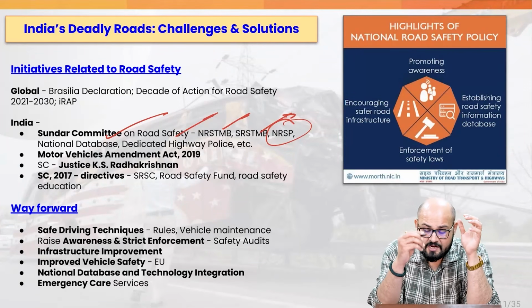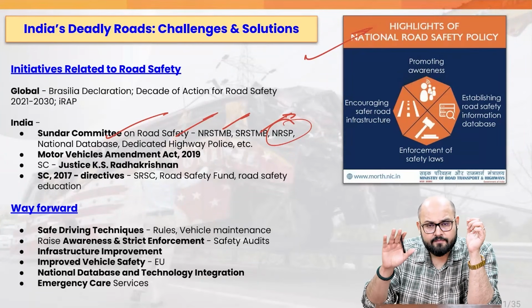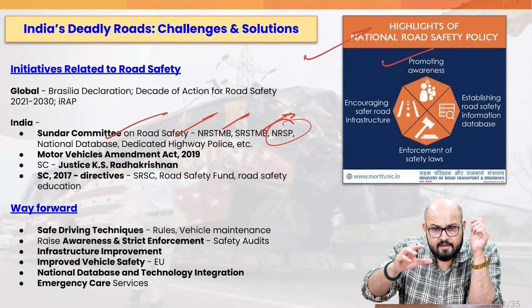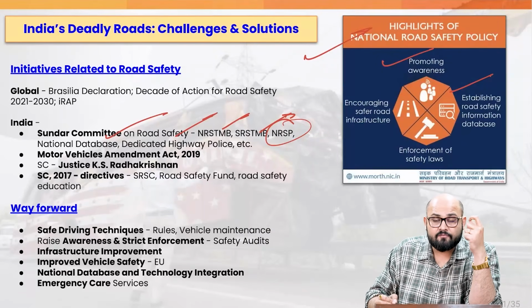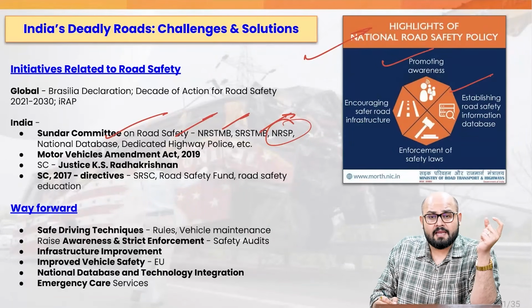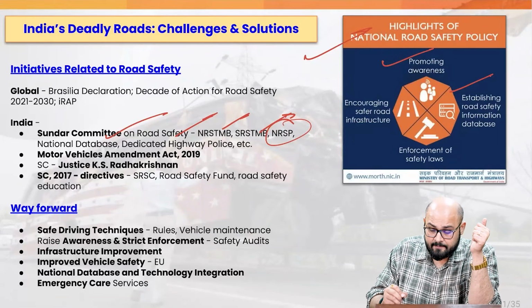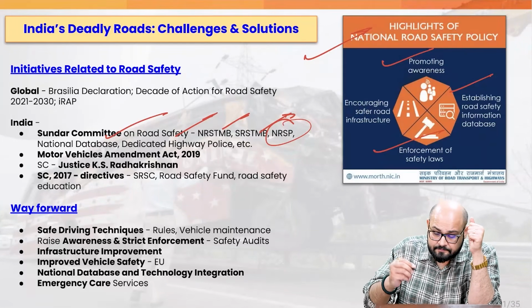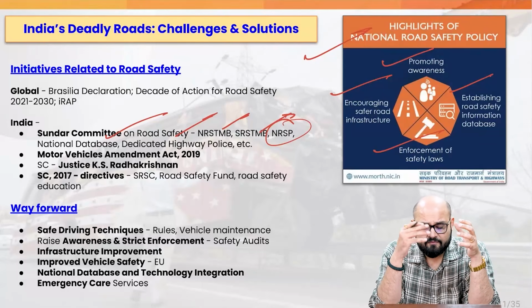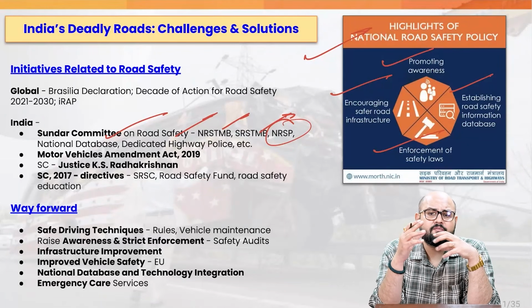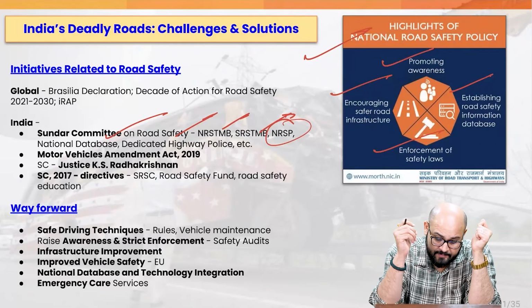In line with this, the government accepted it, and we came up with a National Road Safety Policy, which has 4 components: promoting awareness, for example with respect to wearing the seatbelt; establishing the road safety information database, again very important; integrating technology and enforcement of safety laws; and encouraging safer road infrastructure. So that is what you'll have to understand. Safer road infrastructure in the sense of design of the roads, right?